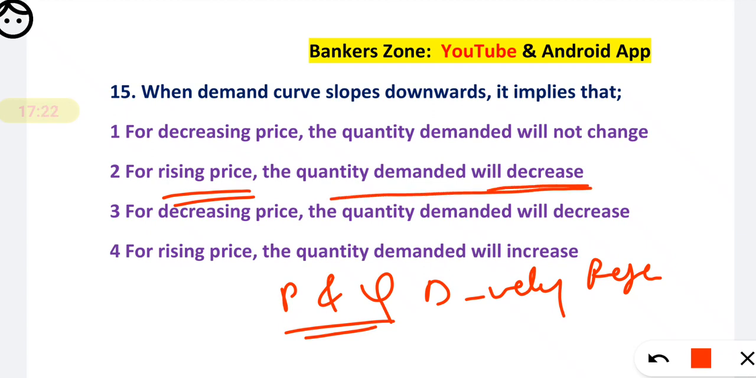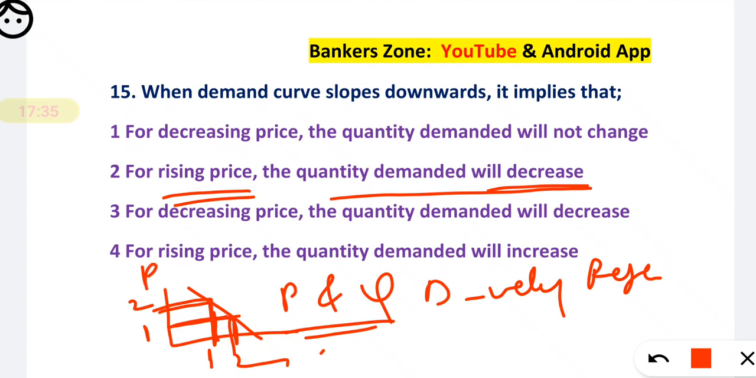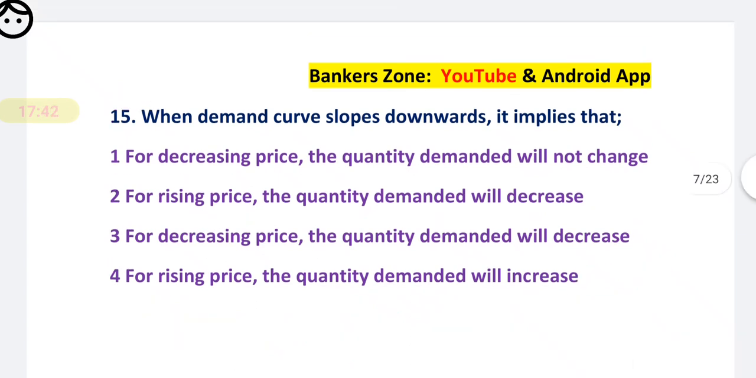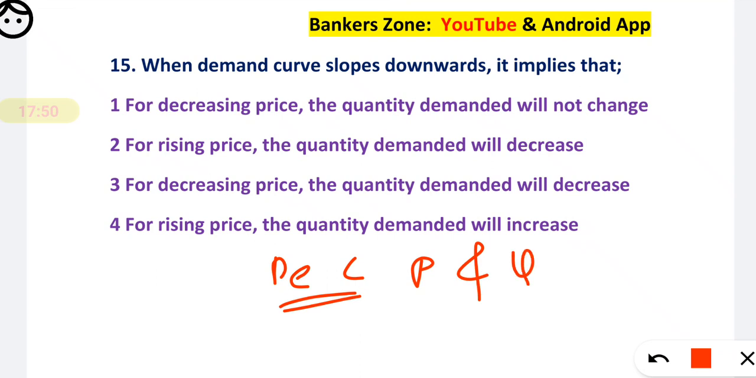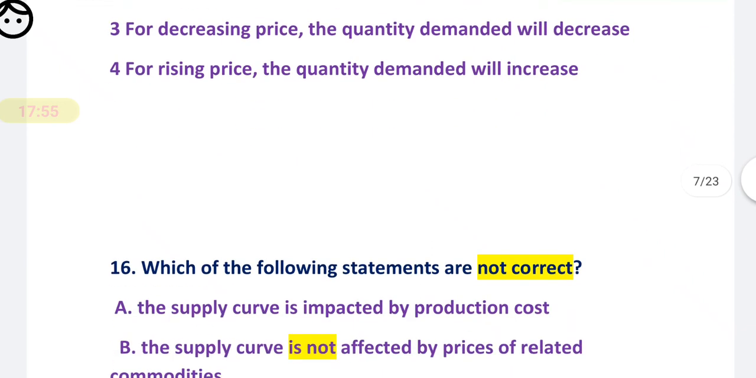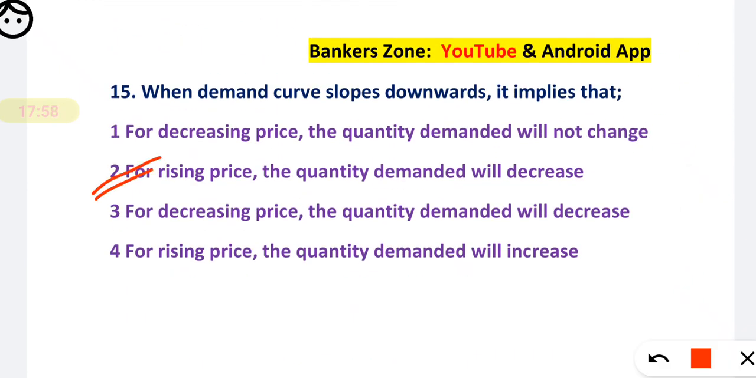If you increase the price, see here, 1, 2, 1, 2, for price 1 there is quantity 2, for price 2 there is quantity 1, price versus quantity. So we can say price and quantity are negatively related. In case of a demand curve, just remember, the price and quantity are negatively related. Next, what is the correct answer? Second option is the correct answer.